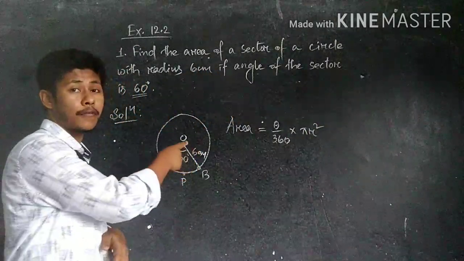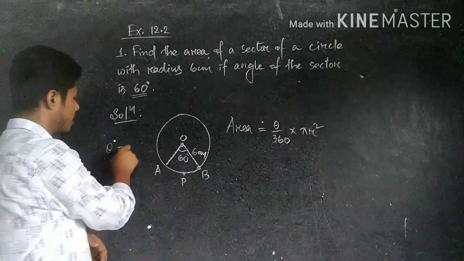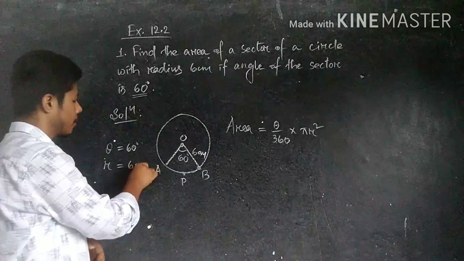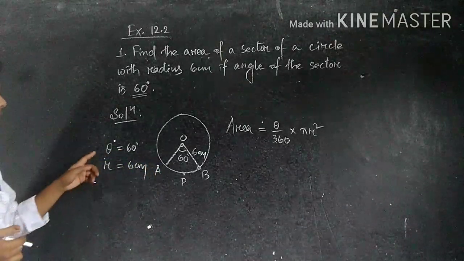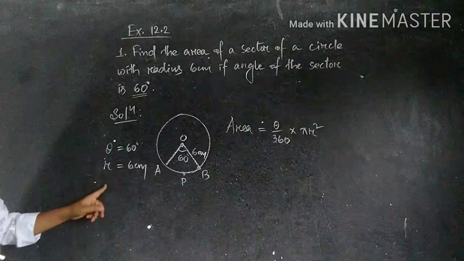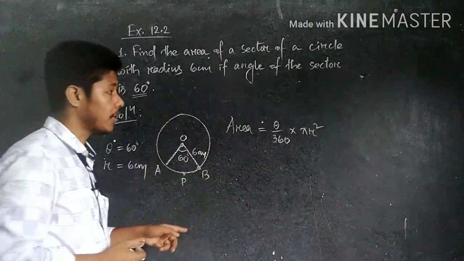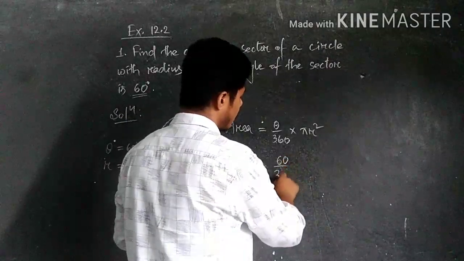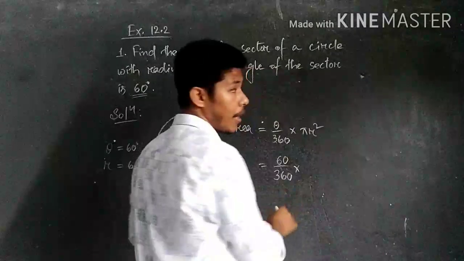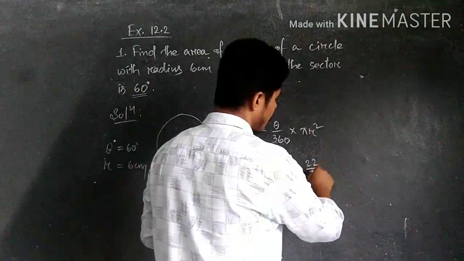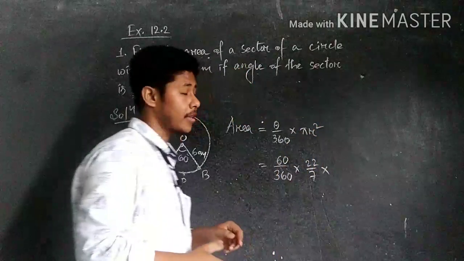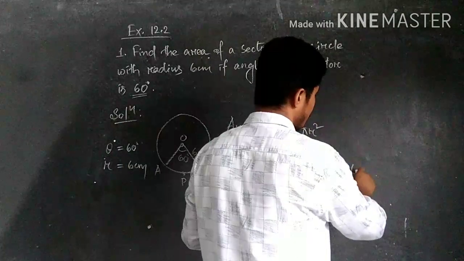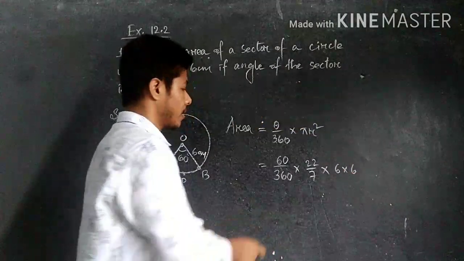Now in this case, if you see this question, theta means 60 degree and r means the radius, 6 centimeter. So these two are given here. So easily we can put theta as 60 degree and r as 6 centimeter. Theta 60 by 360 into pi, and pi we can write as 22 by 7, into radius, which is 6 centimeter, so 6 into 6. Is it clear? So very easily we can solve this.